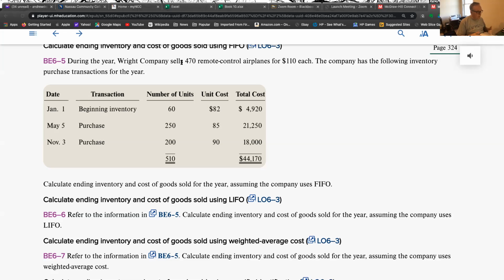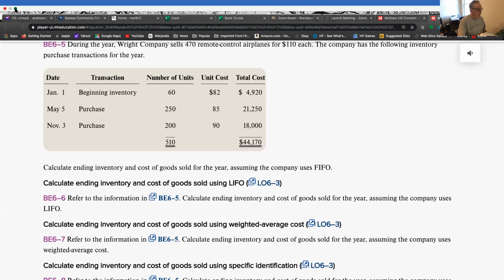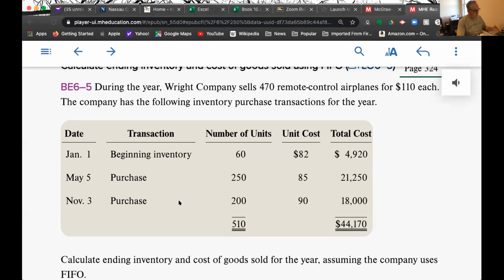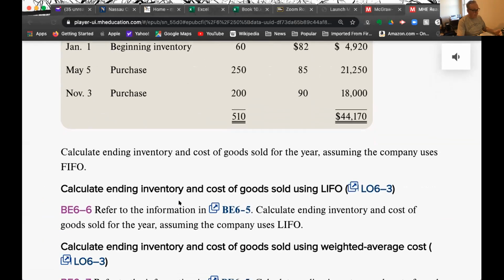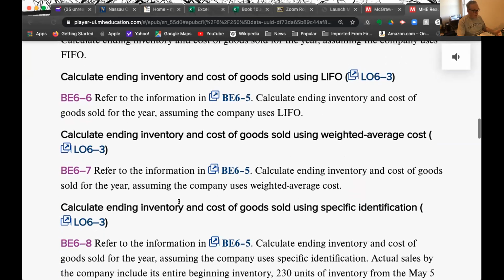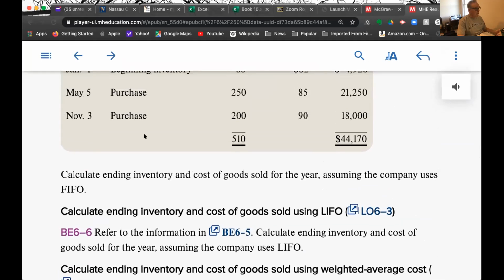What dollar amount would we place on those? Under first in, first out, under last in, first out, under average cost. Why don't you take a few minutes and try to come up with that, right? And if you're able to do first in, first out, then go on to last in, first out. If you're able to do that, do average cost. If you're able to do that, then go on to specific identification, right? So I'm going to leave this up here. I'm going to pause.